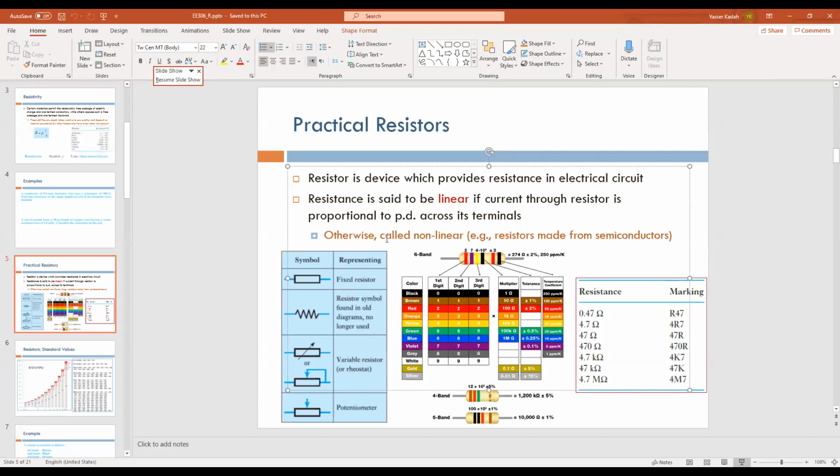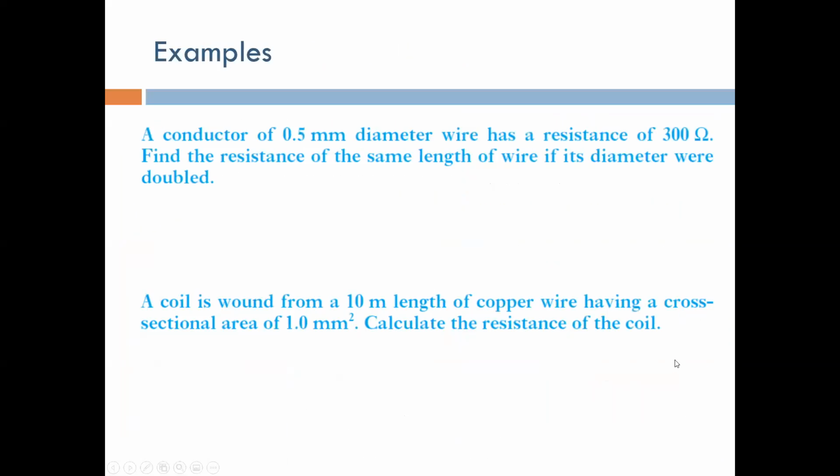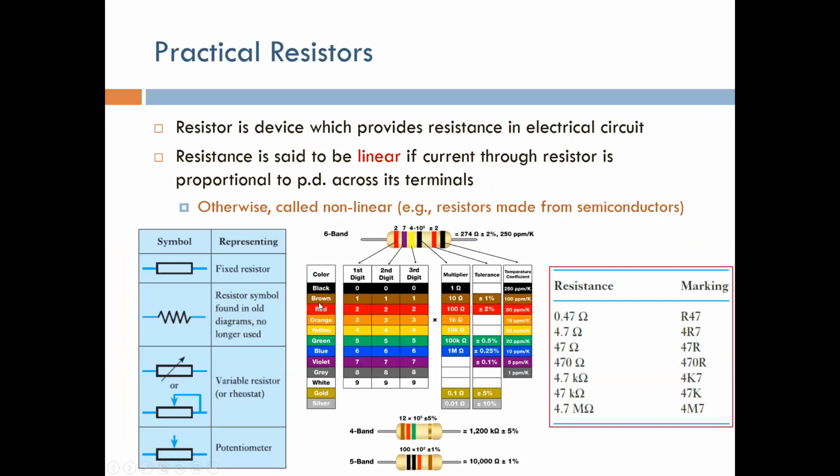Okay, so sometimes the resistance is linear, sometimes it's non-linear, by the way. Usually the resistance, unless otherwise specified, should be linear. Linear meaning that the current and voltage across the resistance should be basically proportional to each other.